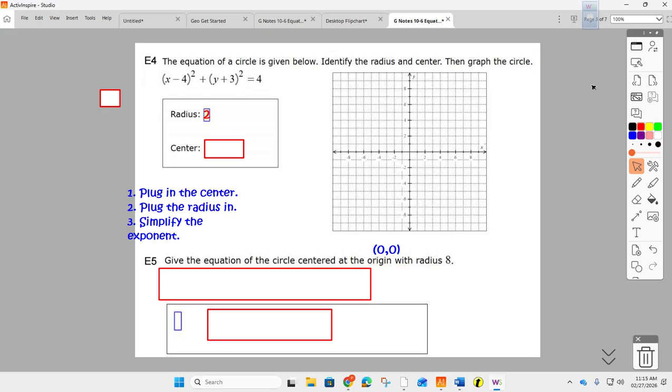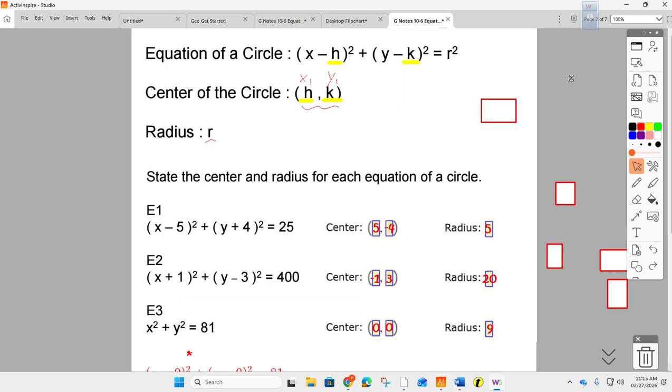So remember, the standard form of the equation of a circle has the radius squared, right? So if they tell us that the radius squared is 25, we take the square root of 25. All right, so look up here. We know that that radius is 5 because the square root of 25 is 5. We know this radius is 20 because the square root of 400 is 20. This one is 9 because the square root of 81 is 9. Okay?